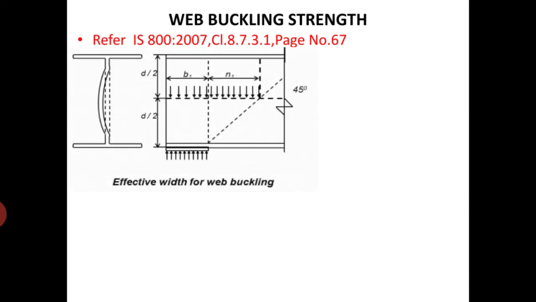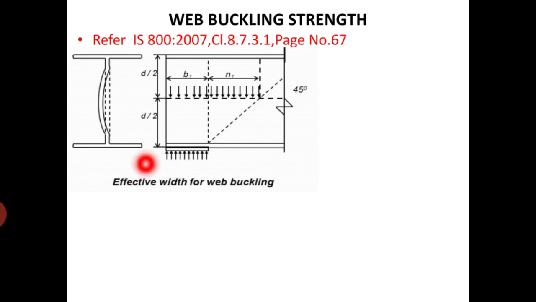Okay, then next, the web buckling strength. How to calculate the web buckling strength? It is very important. To prevent the web buckling, first we need to know the web buckling strength, at what load the web of the beam may buckle. In this, you can refer to IS 800 2007 clause 8.7.3.1, page number 67. There the formula is given for the web buckling strength and how to calculate it.